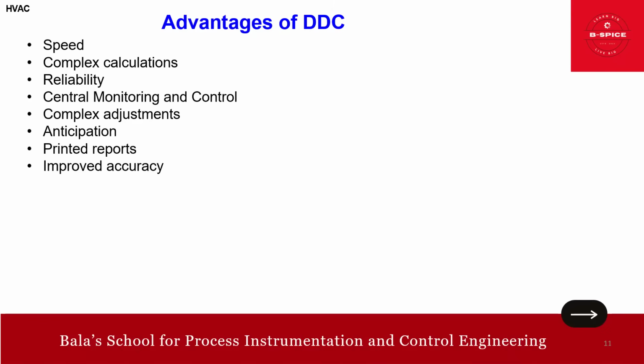Then improved accuracy. There is less chance of human error. Equipment is more accurate because there are no mechanical devices and no mass, basically weight, such as moving contact points or mercury bulbs. All these are not available. So this is basically improved accuracy, less chance of human error. And precise control: there is less time lag between set point and activation, because DDC uses electronic circuit devices for monitoring and control.